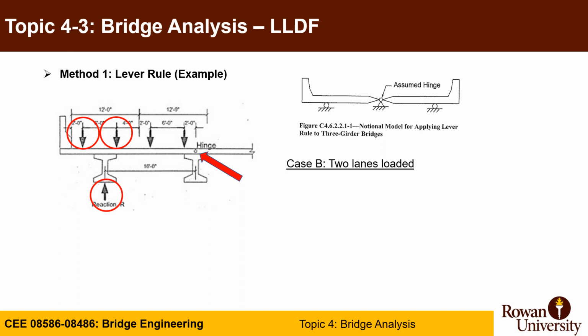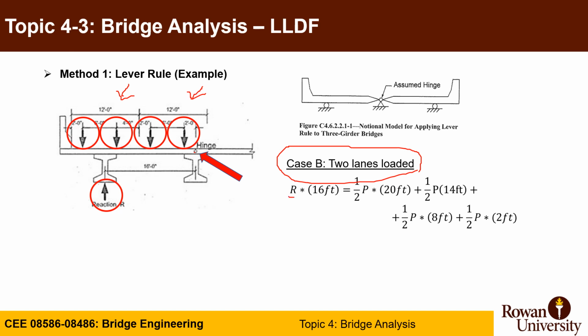So in the case of two lanes loaded, you have now the two trucks. What you need to do is the same. Now you have additional 2-point loads. So what you need to do is you have the first equation that we calculated before, right?